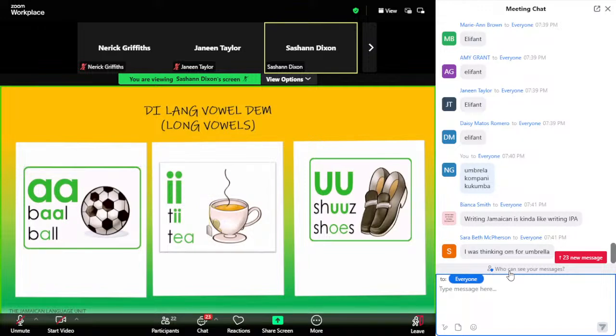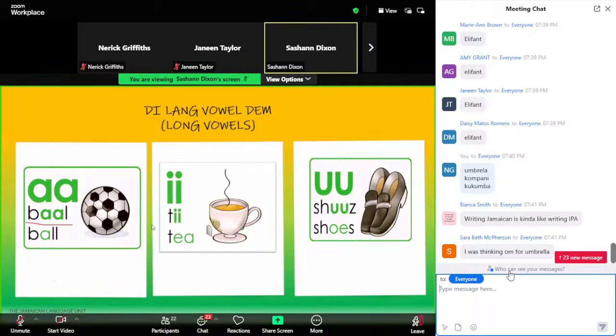The first one, a long a sound, as in bal. So B-A-A-L. Instead of the short a sound, we have a long a sound. Now, just like the first one, here you have the Jamaican spelling, the second line. It represents the pronunciation. So bal, B-A-A-L.